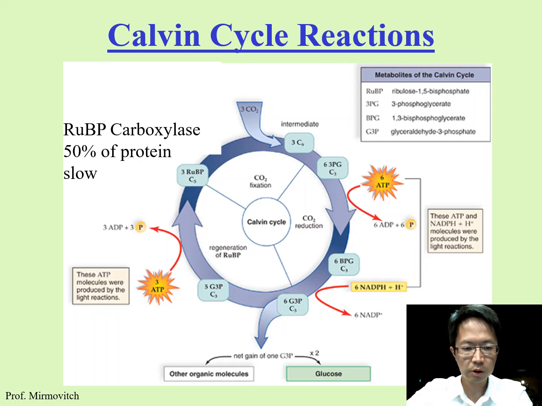50% of protein slow. I don't understand what it means. Seriously, some of the slides made by this professor, I don't understand what she talks about. Just remember that in carbon fixation, the one that we just talked about, it is the RuBP carboxylase, or you can call it Rubisco. It catalyzes this reaction.